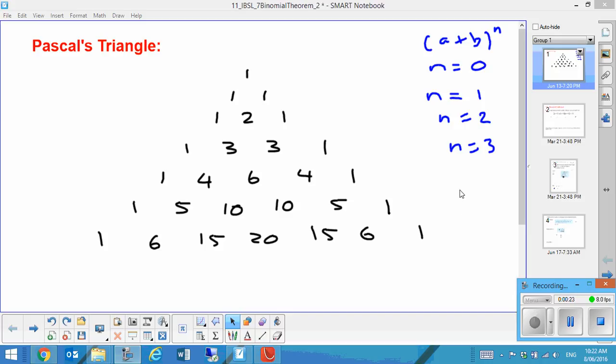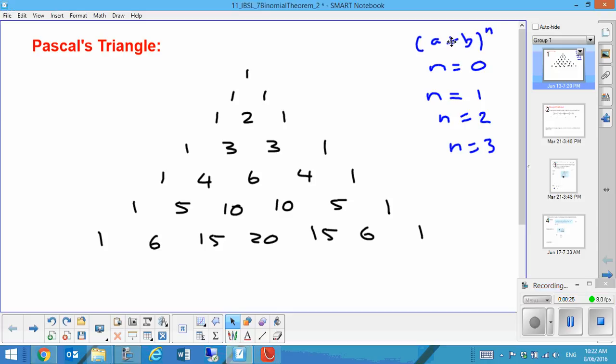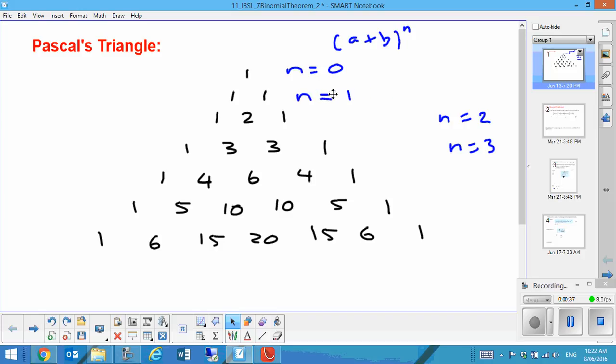So remember, we're looking at a binomial being expanded to the power of n. When n is equal to 0, the power of 0 makes it 1. When n is 1, we just get a plus b, so the coefficients were both 1. When n is equal to 2, that expanded as a squared plus 2ab plus b squared. Our coefficients were 1, 2 and 1. And then when we had a power of 3, we saw the coefficients were 1, 3, 3 and 1.